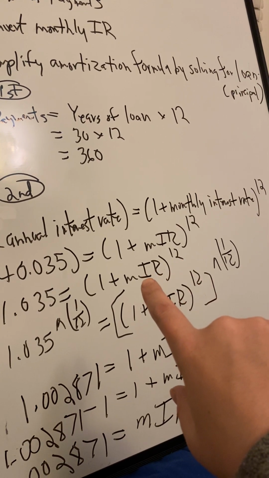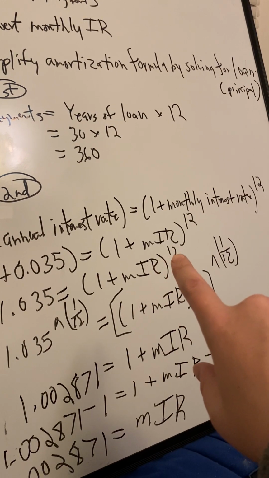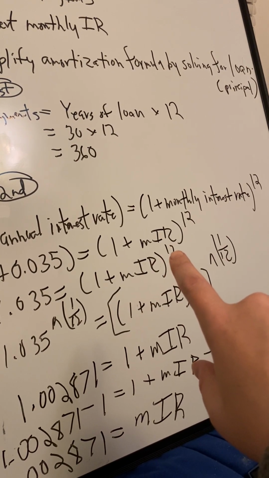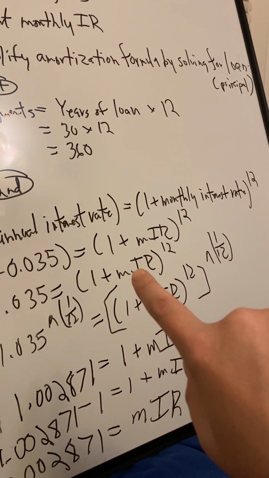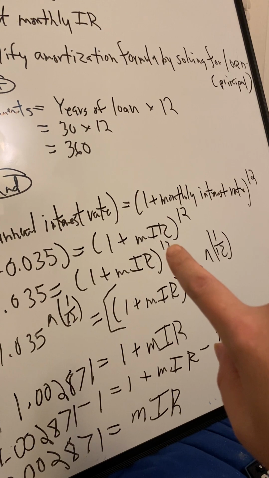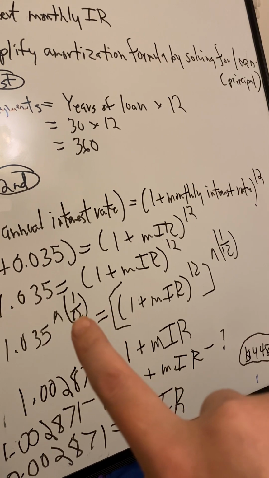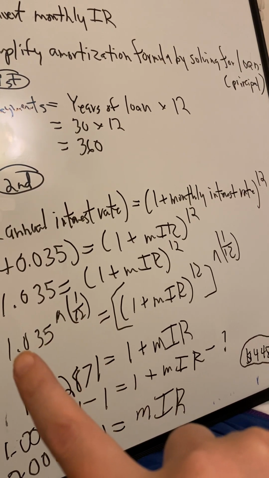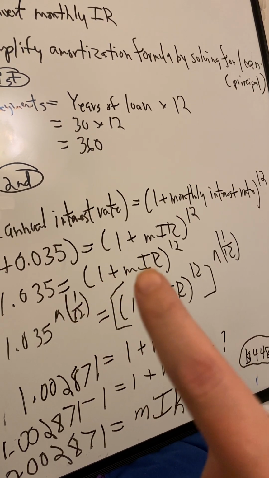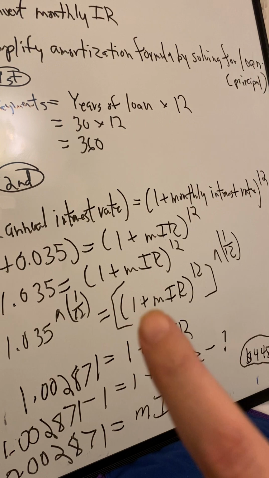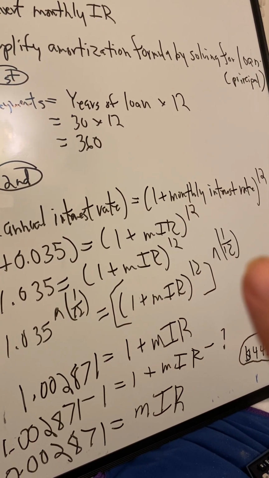Now, we have that variable, which is what we're looking for, the monthly interest rate, but there's an exponent outside of it. So we've got to get rid of that exponent to be able to eventually isolate the variable. Since the exponent is 12, we've got to raise both sides of the equation to the 1/12th power. So 1.035 raised to the 1/12th power, and then everything on this right side, the 1 plus the monthly interest rate to the 12th power, all gets raised to the 1/12th.